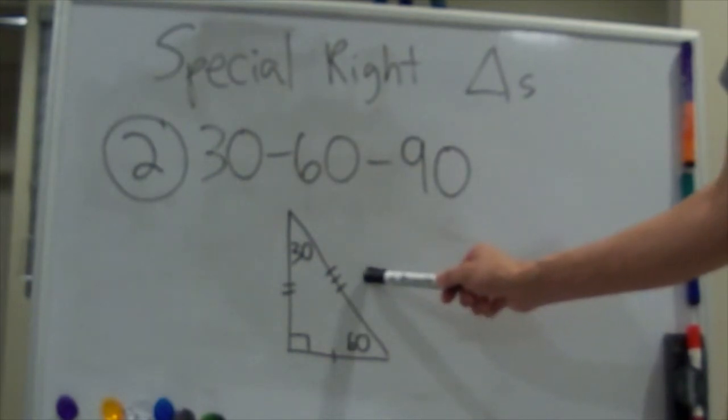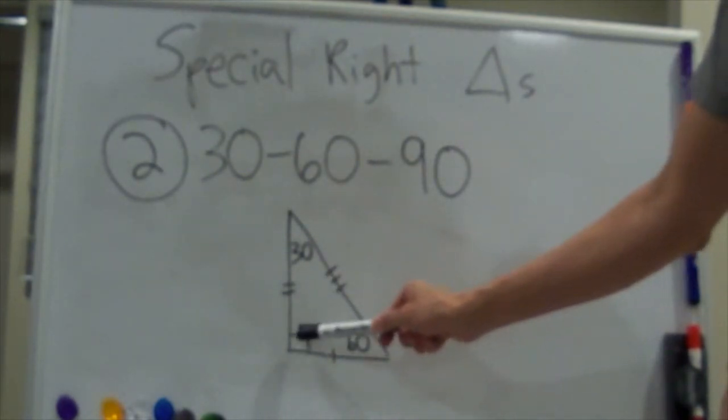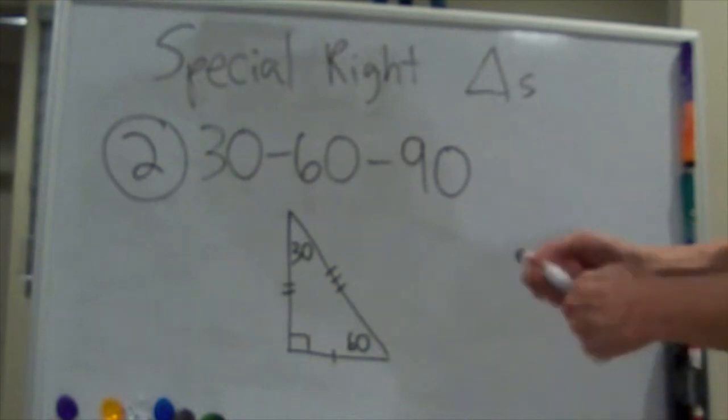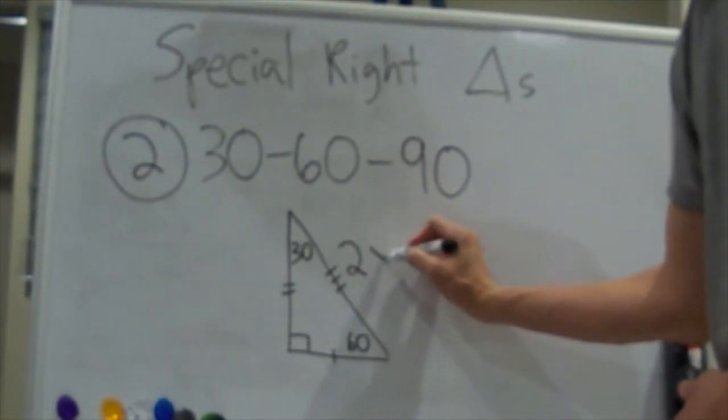So we want to start with the hypotenuse. The hypotenuse is always going to be opposite the 90-degree angle. So this side is going to be 2x. So you got to memorize that, right?